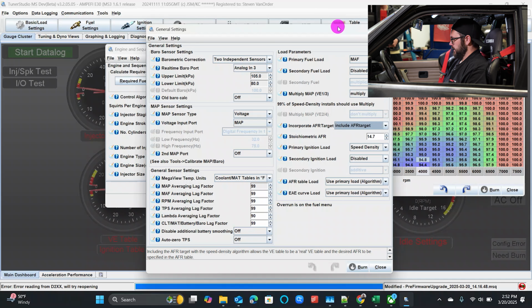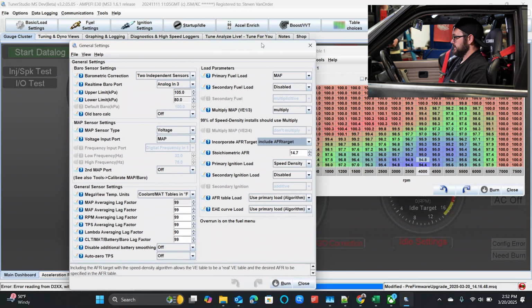I do that because I like to look at the VE table as a cylinder fill table, and that lets me know that injector settings are correct if, at naturally aspirated wide open throttle on a head cam intake motor, it is somewhere around 100% or 105, somewhere around there.